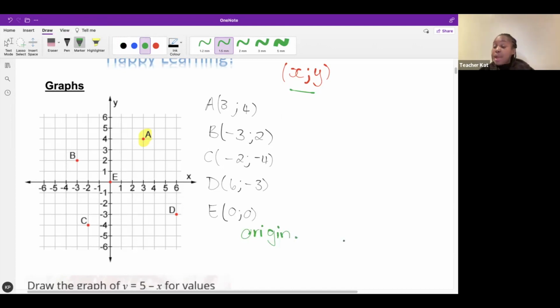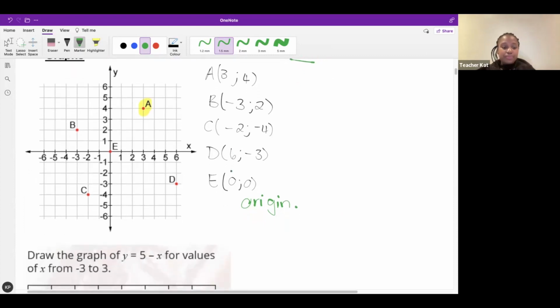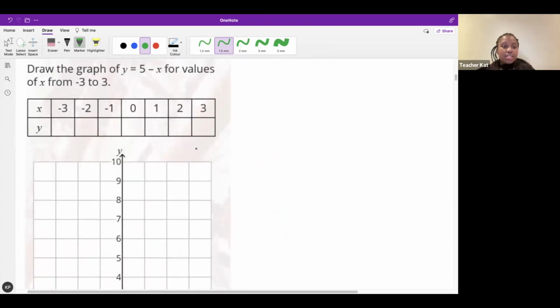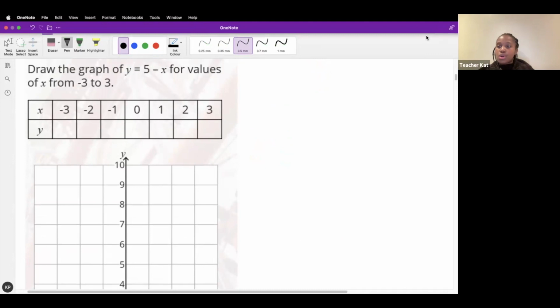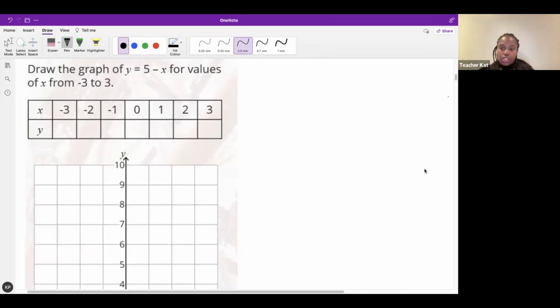Speaking of handwriting, we have to draw graphs today. And they may not be the best graphs I've ever drawn, but you guys will be okay. You'll be fine. Okay, let's get going. Let's draw the graph of y equals 5 minus x for values of x from -3 to 3. So I'm going to draw this graph with you. Then I'm going to ask you a few questions to see if you know some terminology that has to do with graphs. All right, let's get going.